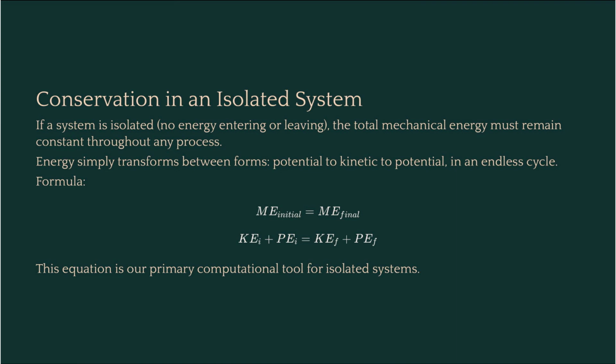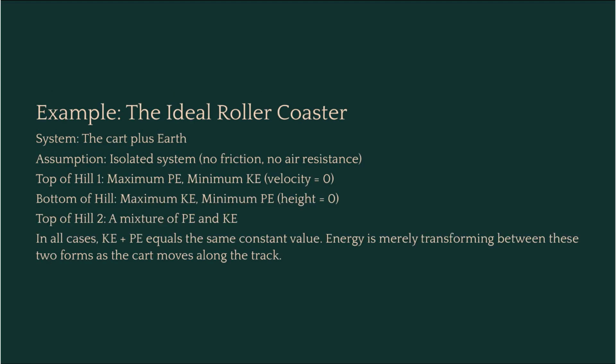Let's go back to our isolated system, that perfect thermos. If no energy can get in or out, then the total energy inside that system must be constant. It must. So, for our skateboarder, if we pretend there's no friction or air resistance, an isolated system, his total ME never changes. The energy just sloshes back and forth, PE to KE to PE. But the sum, KE plus PE, is always the same number. This gives us our simplest model, ME initial equals ME final.